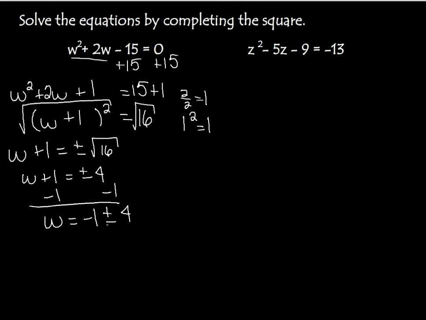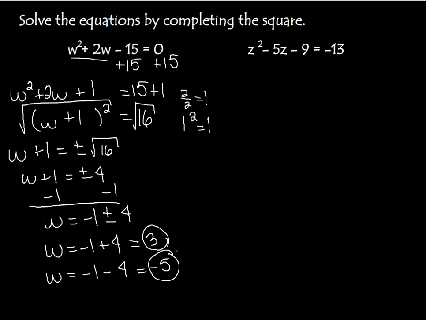Well, that gives me two answers. w equals negative 1 plus 4, and w equals negative 1 minus 4. So negative 1 plus 4 is 3. Negative 1 minus 4 is negative 5. And so these are my two solutions for that equation. Let's do the next one.